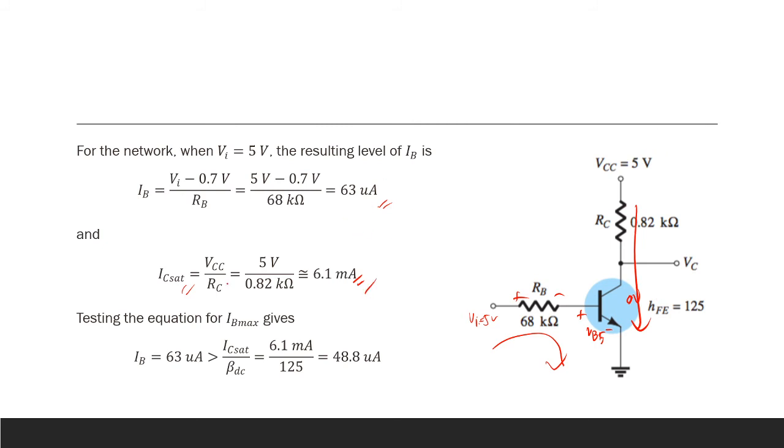Now, testing the equation, hanapin muna natin yung IB max natin. That's 6.1 milliamperes over beta, 1.25 kiloohms. That is equal to 48.8 microamperes. Now, mas malaki ba yung 63 microamperes kesa sa 48 microamperes? Yes. So, therefore, IB is greater than IC SAT over beta DC or beta. So, therefore, mag-work tong circuit natin as a switch.